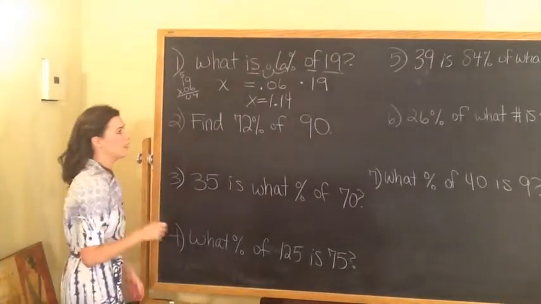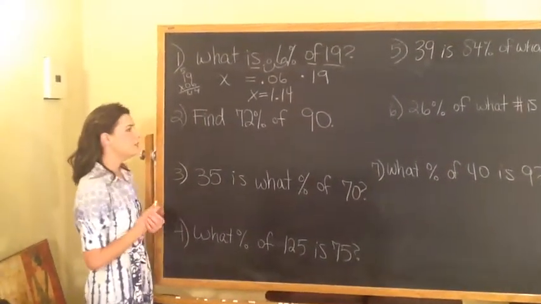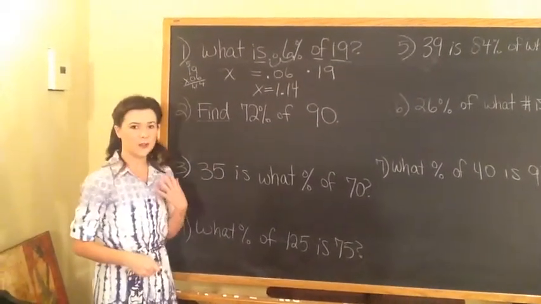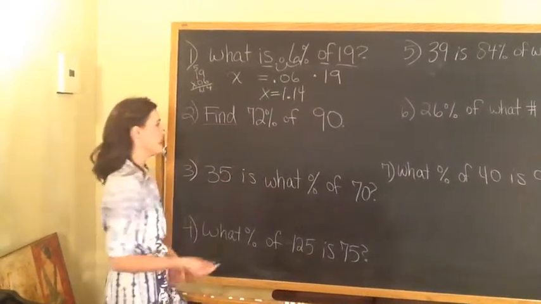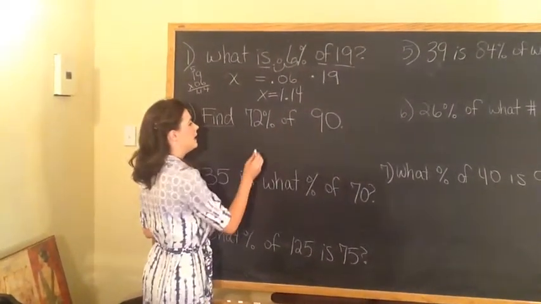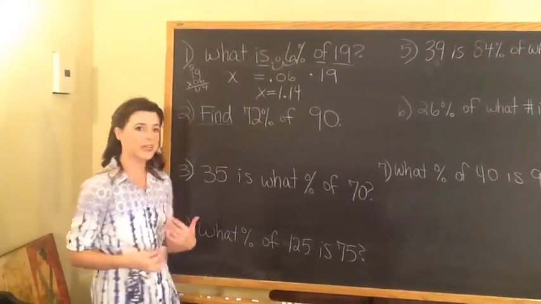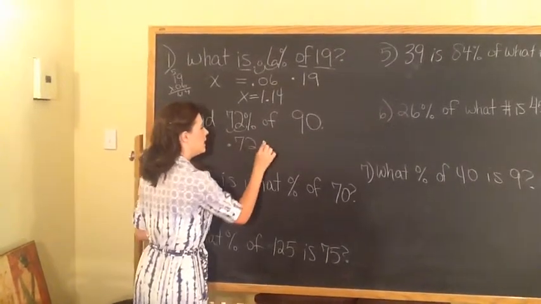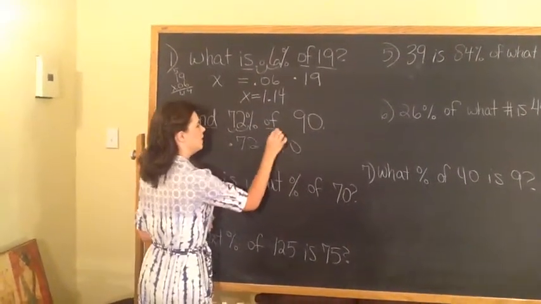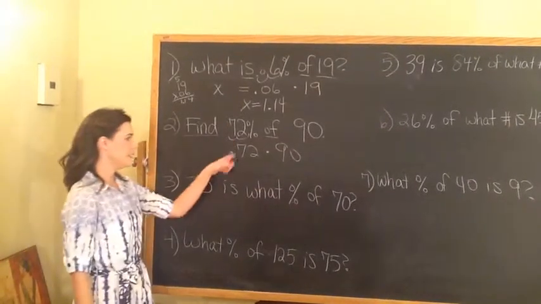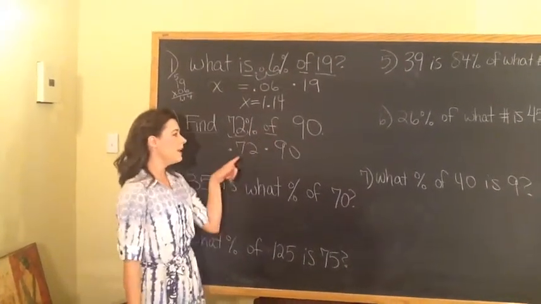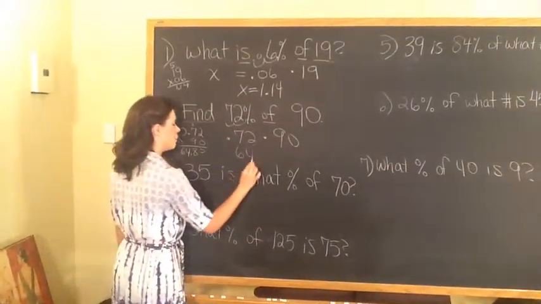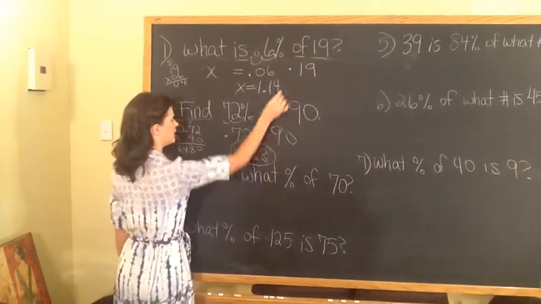Alright, let's look at example number 2. It says find 72% of 90. When it says find, that means we're just going to solve the following part. It says 72% of 90. First we change 72% to a decimal, moving our decimal 2 places to the left. We're going to have 0.72 times 90, because of means times, and then we bring our 90 down. So 72% of 90 is 0.72 times 90. Let's solve it out. You're going to get 64.8. That's your final answer.